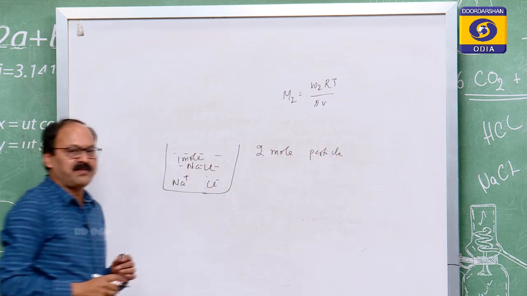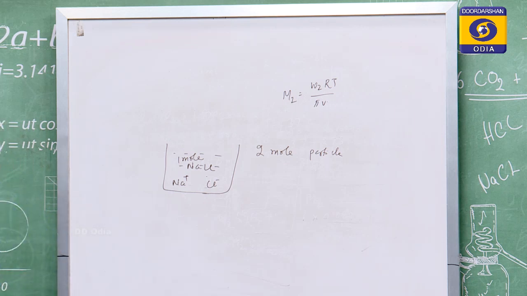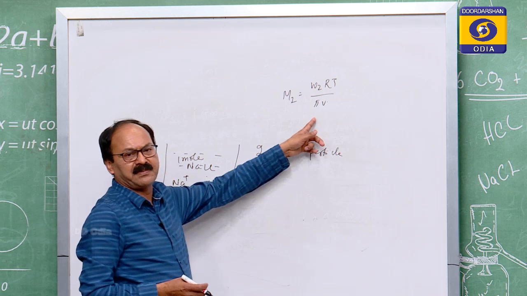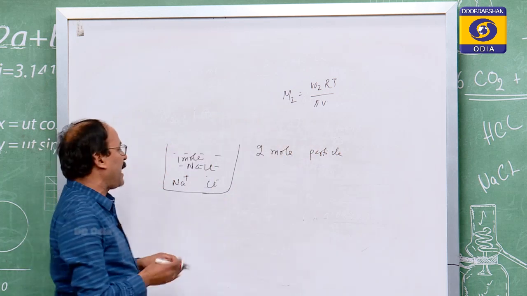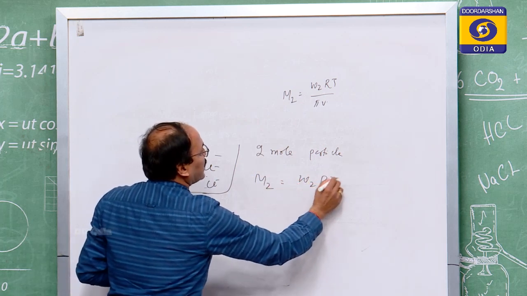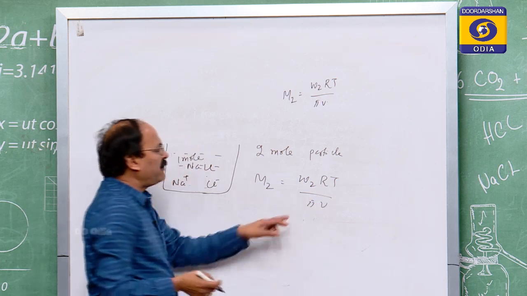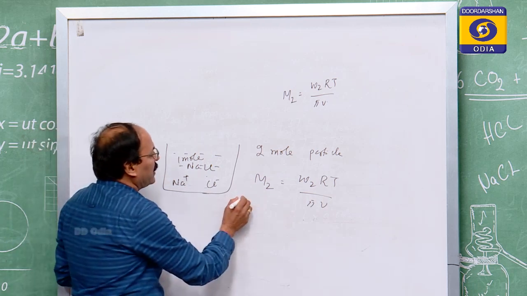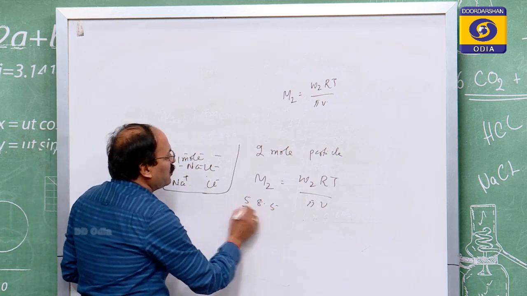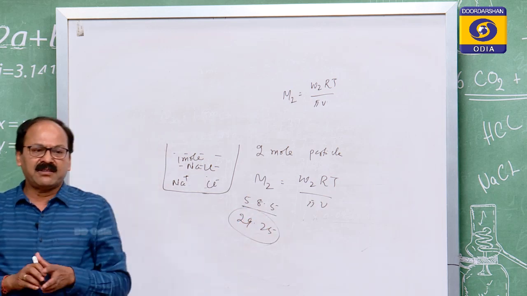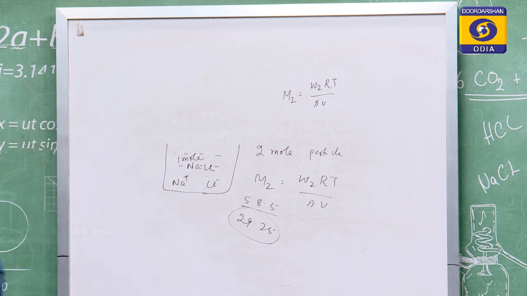And you know that the colligative property depends on the number of solute particles present in the solution. As the number of solute particles increases, the colligative property will increase. As the colligative property increases, the molecular mass, being inversely proportional to the colligative property, will become half. M2 is equal to W2 RT by pi V. So, if pi increases and becomes double, then the molecular mass will become half. Suppose in the case of sodium chloride, the molecular mass is 58.5, you will get 29.25 or something like that. So, the molecular mass determined by the colligative property measurement becomes exactly half.